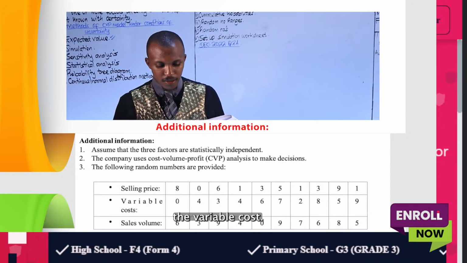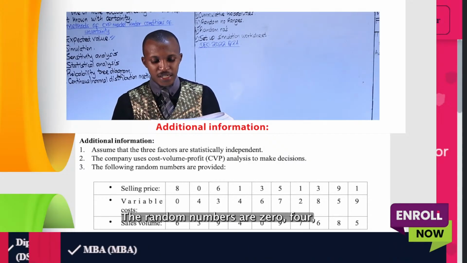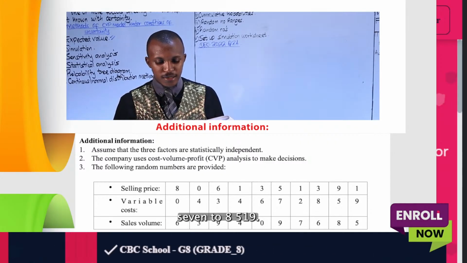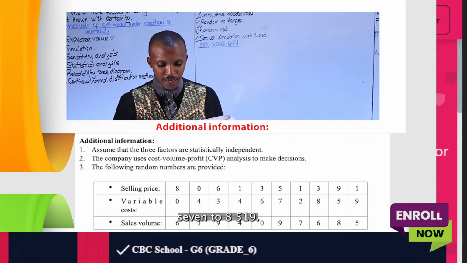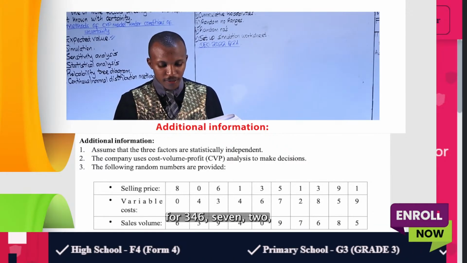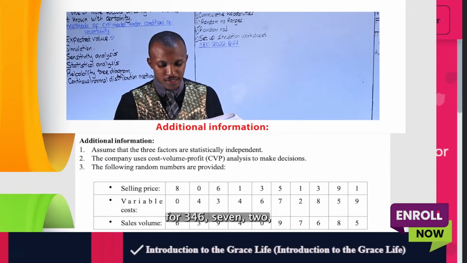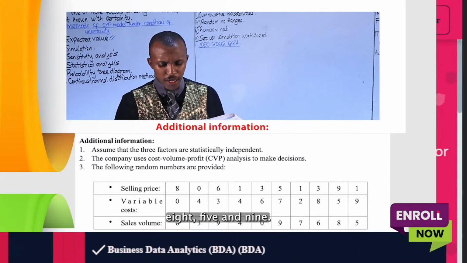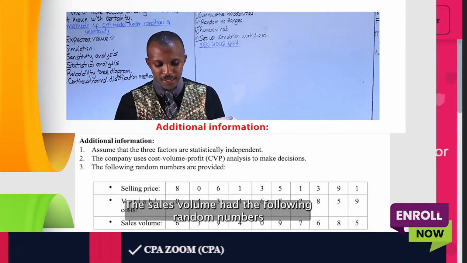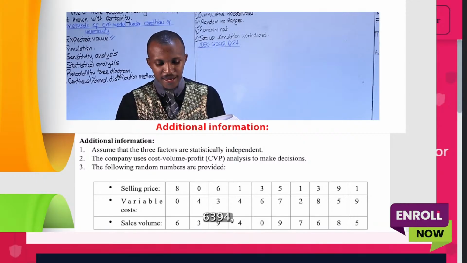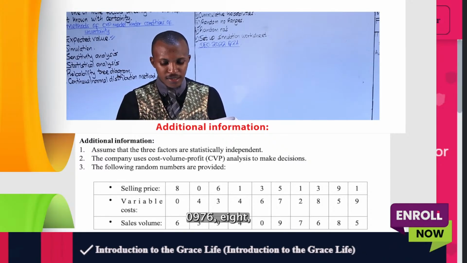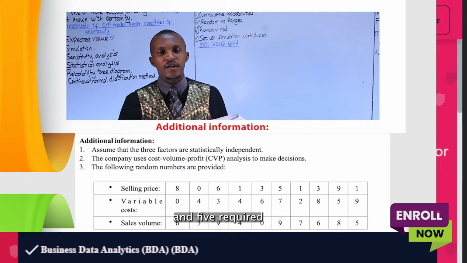1. The variable cost random numbers are 0, 4, 3, 4, 6, 7, 2, 8, 5 and 9. So let me repeat the variable cost random numbers: 0, 4, 3, 4, 6, 7, 2, 8, 5 and 9. The sales volumes had the following random numbers: 6, 3, 9, 4, 0, 9, 7, 6, 8 and 5.